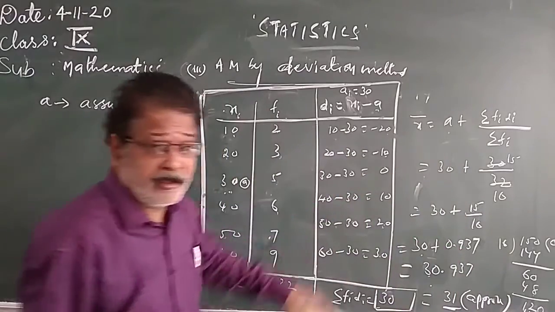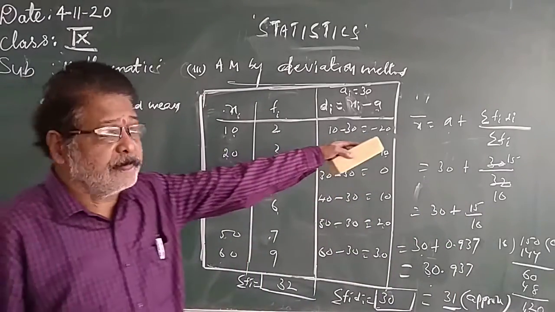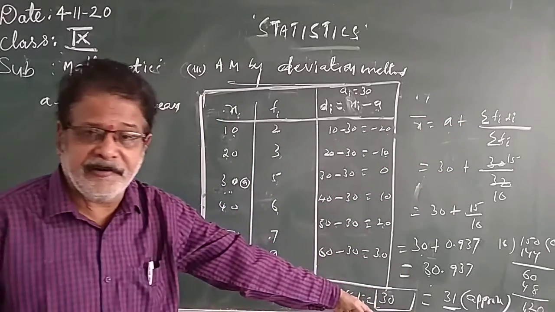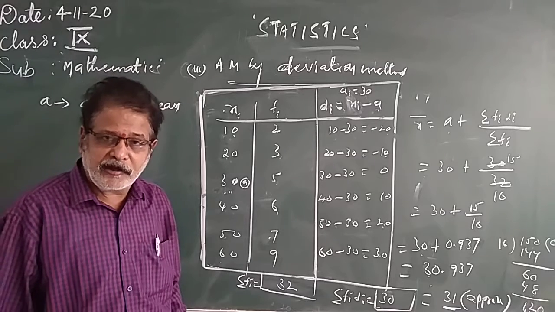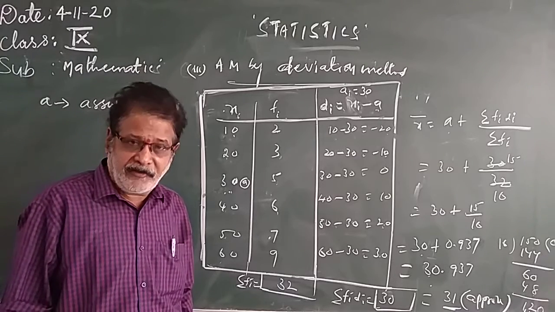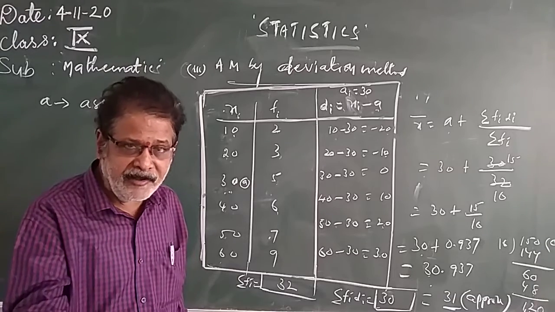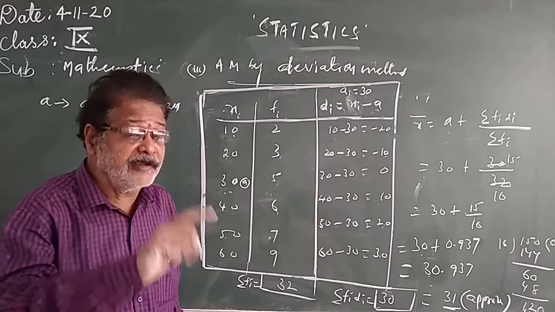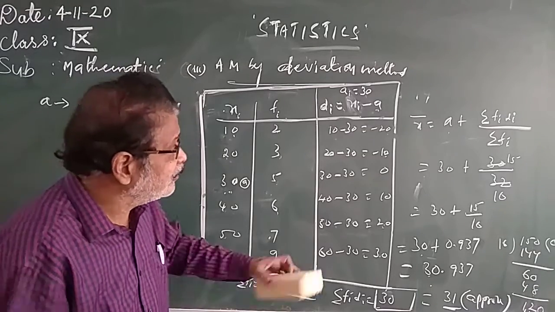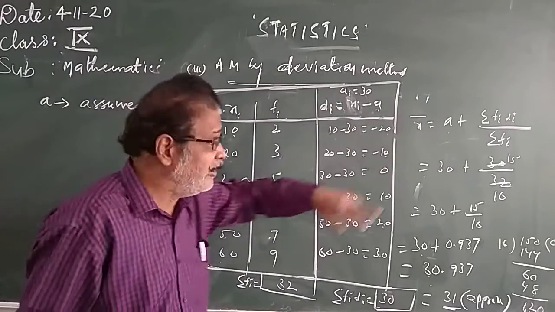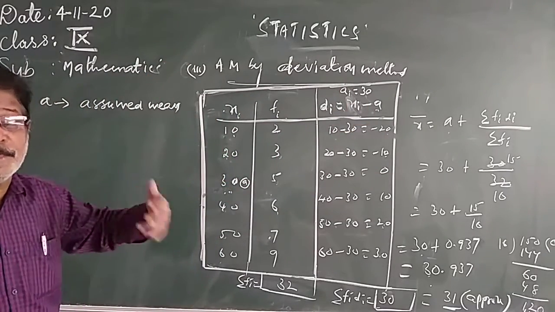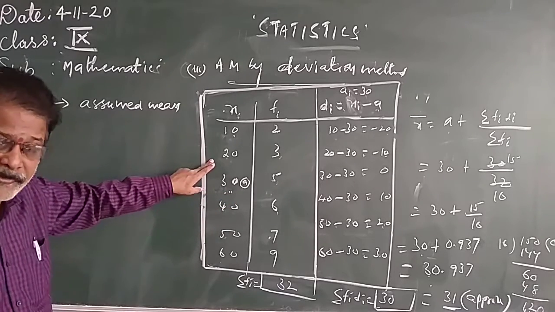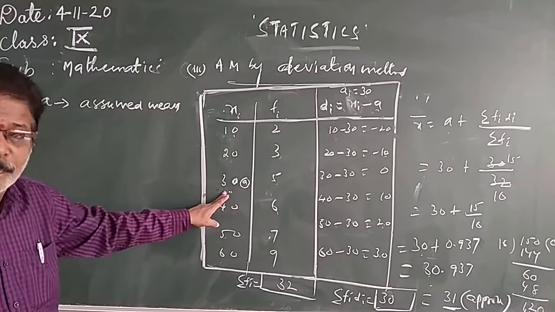Approximate. Children, this is the formula for the deviation method. x bar is equal to a plus sigma fi di by sigma fi. Just substitute the values. This is the arithmetic mean. So the arithmetic mean can be found by three methods. For ungrouped data, when only observations are given, the formula is sigma xi by n. When the observations come with frequency, sigma fi xi by sigma fi. The third method is the deviation method. Deviation method means in the given observations, you can assume anything as the arithmetic mean. 10 you can assume as a, 20 you can assume as a, anything. Here we assumed 30 as a.